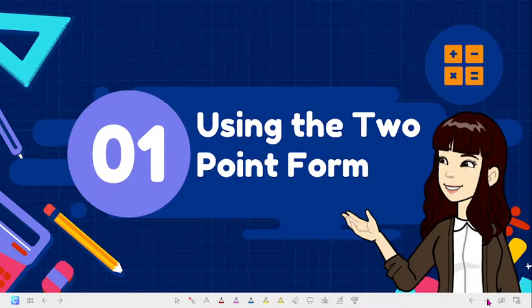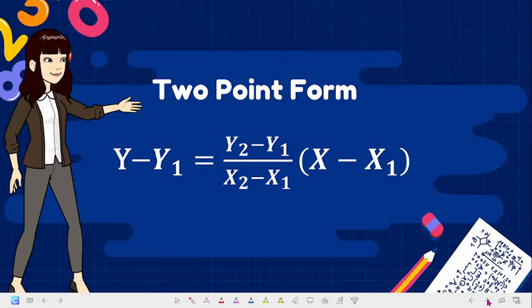The first one is using the 2-point form. So this is the 2-point formula. We have y minus y sub 1 is equal to y sub 2 minus y sub 1 over x sub 2 minus x sub 1 times the quantity of x minus x sub 1.